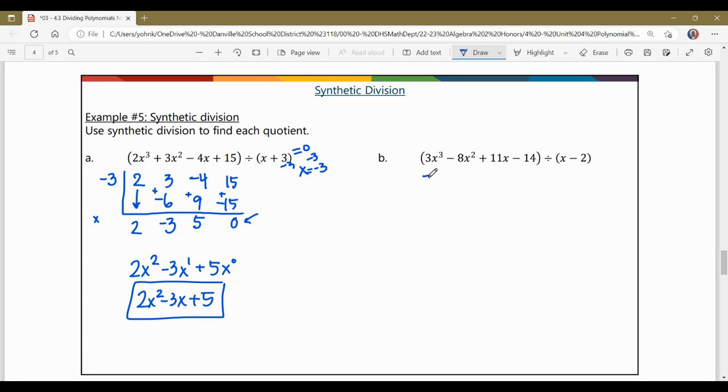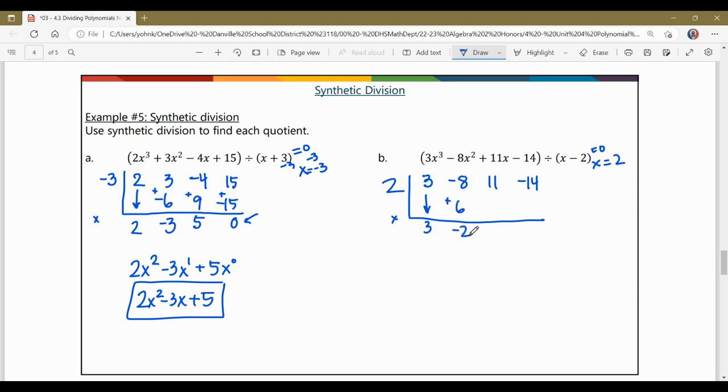This time I'm going to grab the coefficients 3, negative 8, 11, and negative 14. I'm going to set x minus 2 equal to 0 and get a positive 2. That 2 is going to go on the outside. And now I do synthetic division. Bring down the 3. Multiply 3 times 2 and get 6.